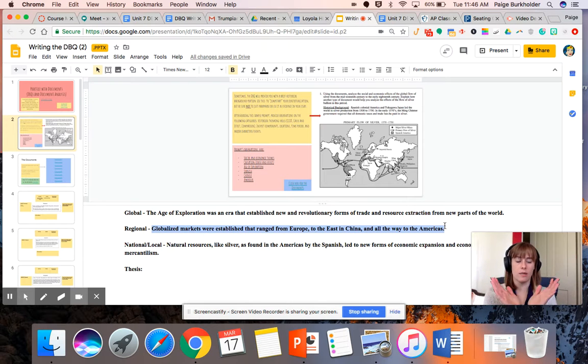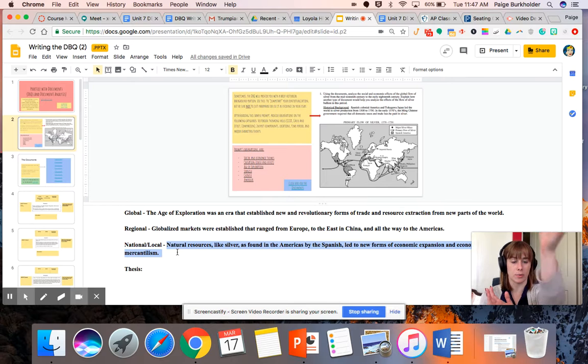And then we're going to get a little bit more specific and go national and say these natural resources like silver, as found in the Americas specifically by the Spanish who were in the Americas, led to new forms of economic expansion and economic mercantilism. Great. Okay, not only am I connecting it to the prompt and the economic effects, but I'm also establishing that I'm going to focus on this one specific region and how it impacted this one region, which in this case, I'm going to focus on the Americas.